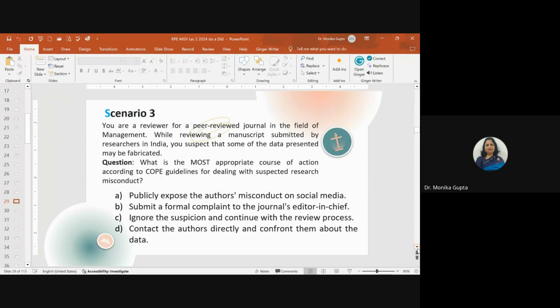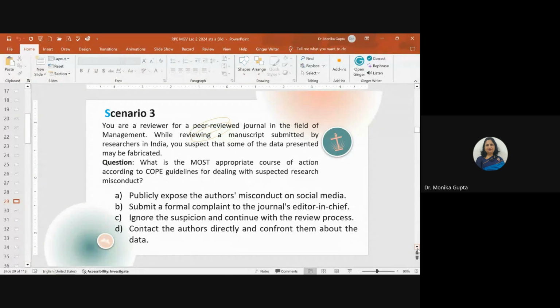Now, another scenario. You are a reviewer for a peer-reviewed journal in the field of management. While reviewing a manuscript submitted by researchers in India, you suspect that some of the data presented may be fabricated. What is the most appropriate course of action according to COPE guidelines for dealing with suspected research misconduct?